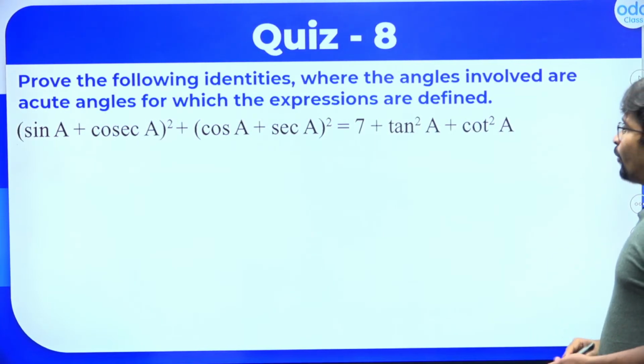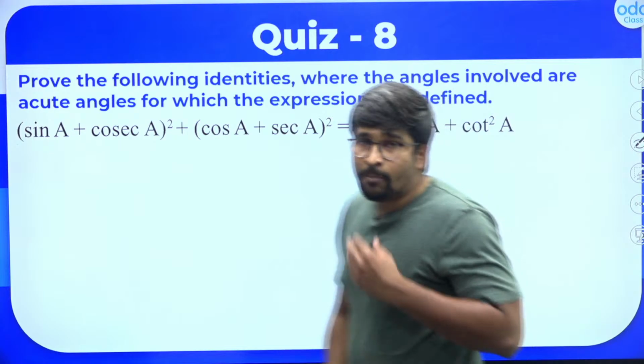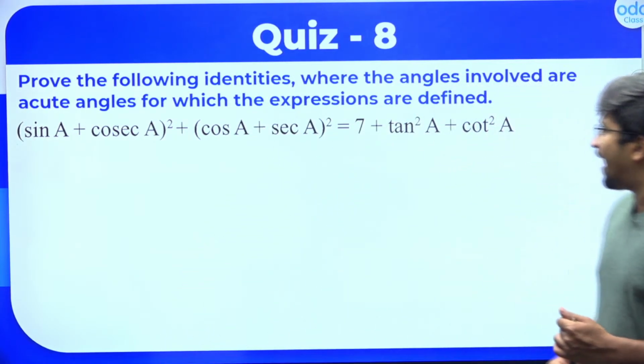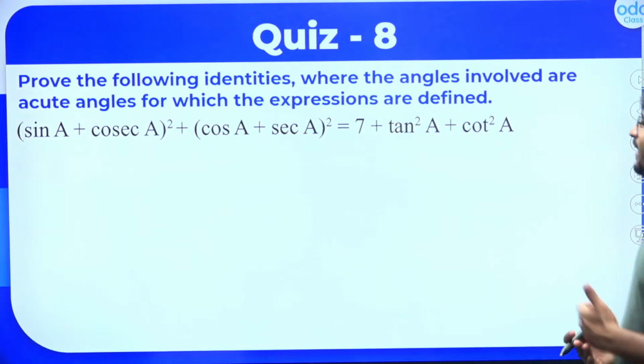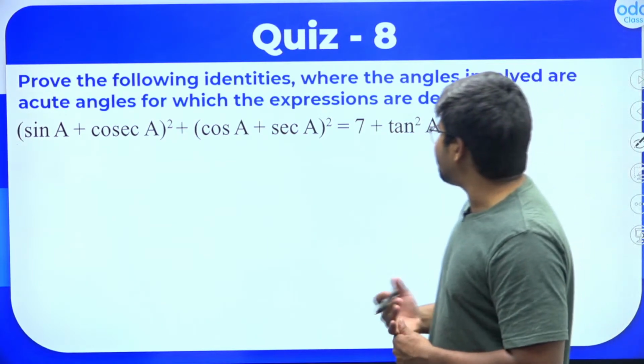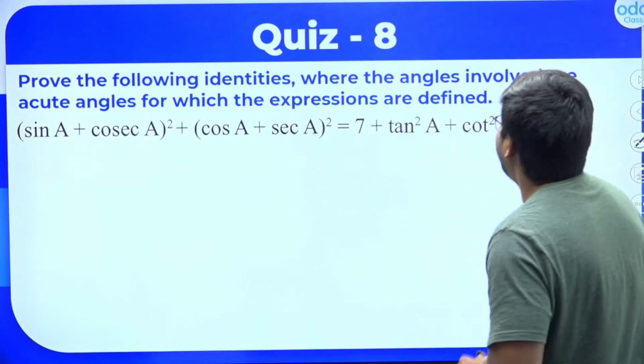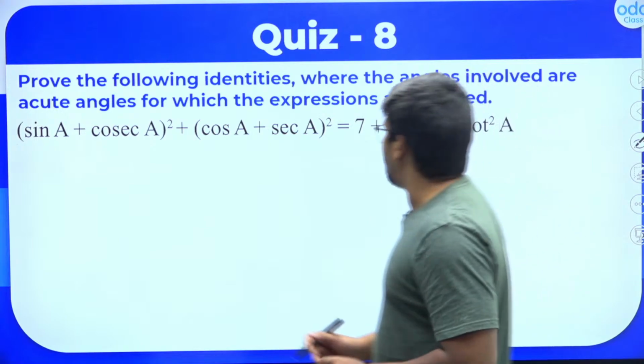Again, now question number 8, very important question. Multiple number of times this had come in CBSE board exam. The question is to prove that (sin A plus cosec A) whole square plus (cos A plus sec A) whole square is equal to 7 plus tan square A plus cot square A. This is what we have to prove.